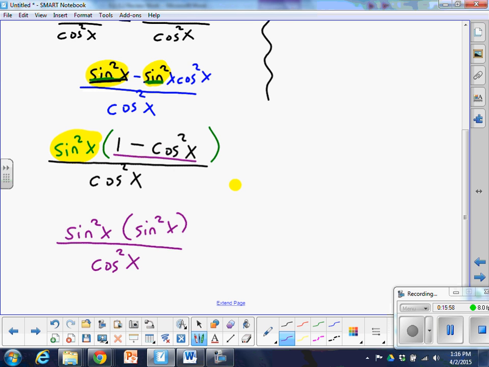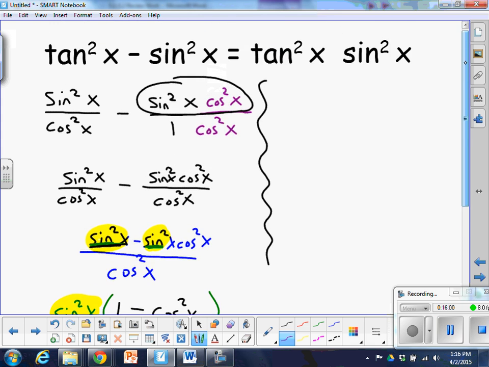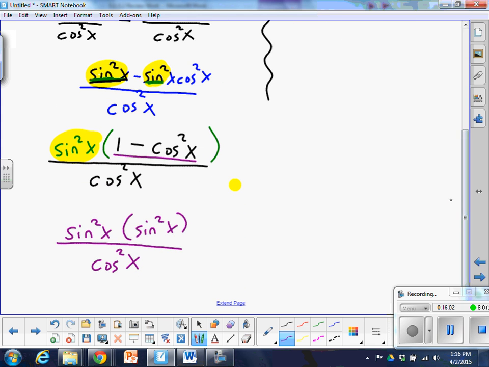Okay, so now keep in mind what we want to show it equals: tan squared times sine squared. So this is the other side here, just rewriting it. I haven't really messed with it yet, so we still got the wall up.